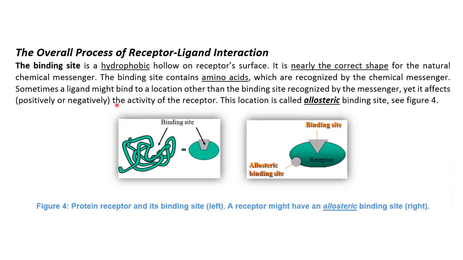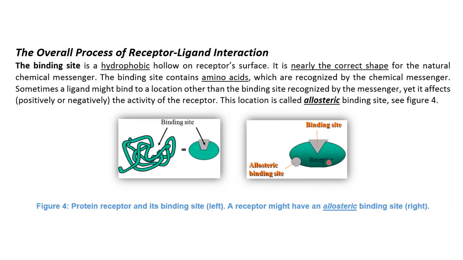Okay, so let's look at the overall process of the receptor-ligand interaction. If your receptor is a protein, it would look like that, which is a chain of amino acids. This would be the binding site, which is a hydrophobic hollow that is nearly the correct shape for the natural chemical messenger. At this surface, you will see the amino acids, which are the side chains for a protein that should be recognized by the chemical messenger.